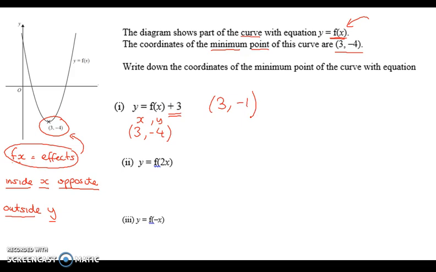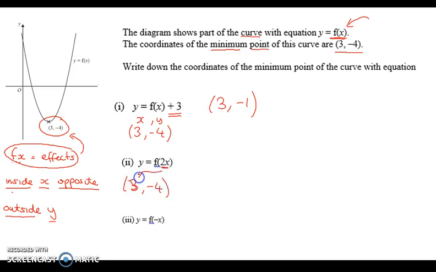The next one, so we've got a 2x in the bracket. So it's inside the bracket, which means it only affects the x part of the coordinate, and we must do the opposite to what it's telling us to do. Well, it's telling us to do 2 times x. So all we need to do is divide by 2. So let's write down our original coordinate again. So we've got (3, -4).